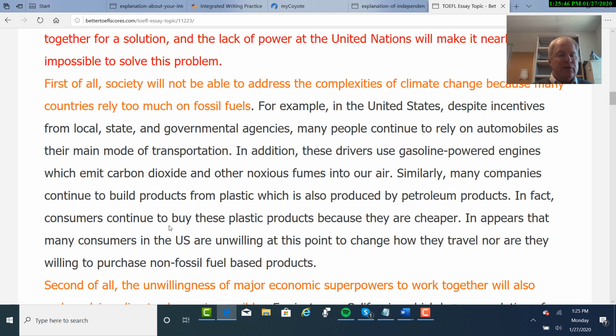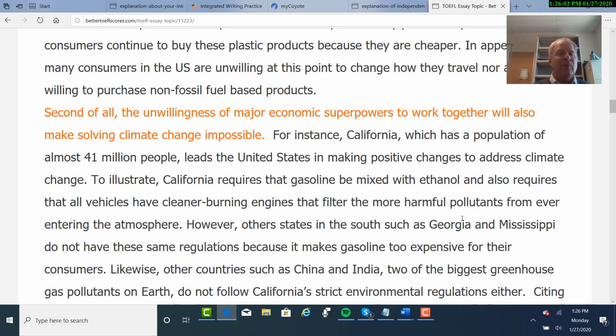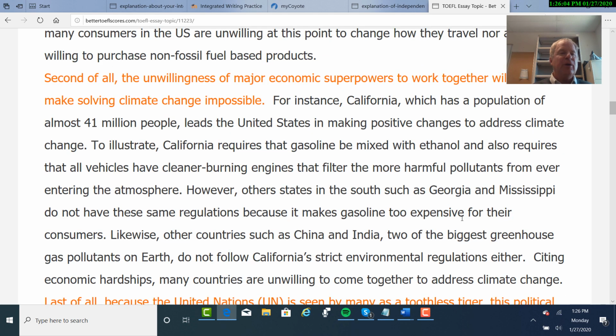It appears that many consumers in the U.S. are unwilling at this point to change how they travel, nor are they willing to purchase non-fossil fuel-based products. And this should be "it," not "in." That's my grammatical mistake. Okay, here we go.